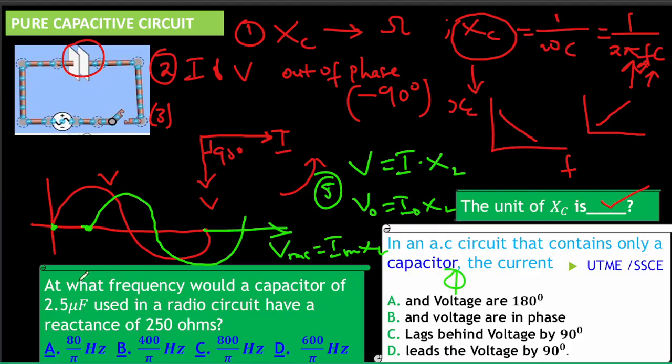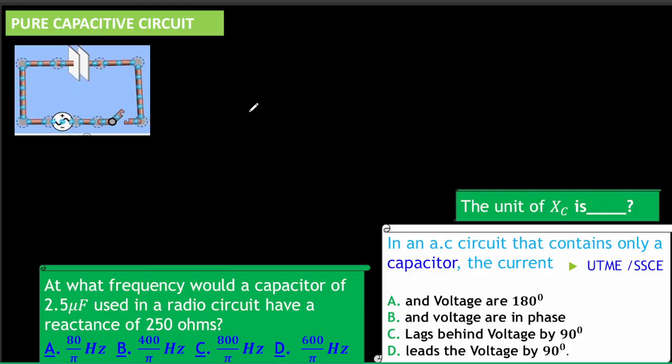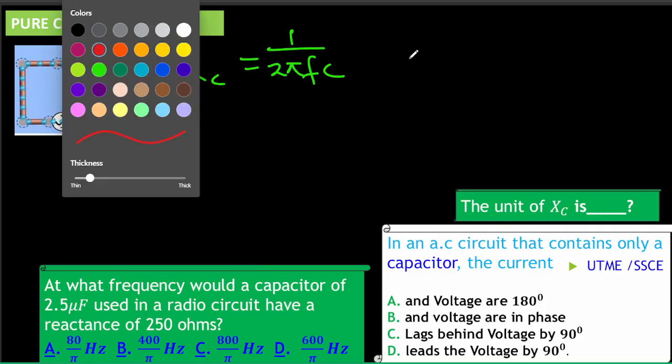All right, let's answer this other one. At what frequency would a capacitor of 2.5 microfarad used in a radio circuit have a reactance of 250 ohms? Right, so I know that capacitive reactance is equal to 1 over 2 pi fC. Since I'm looking for the frequency, let's make f the subject of the formula.